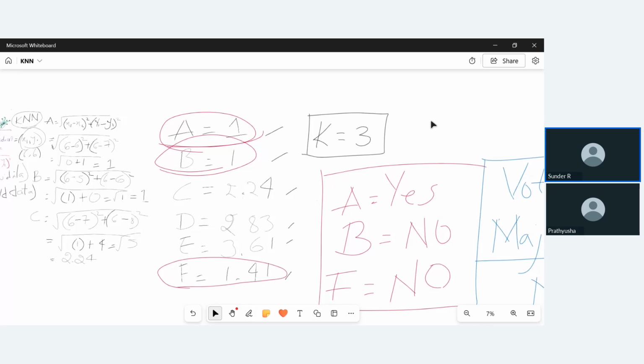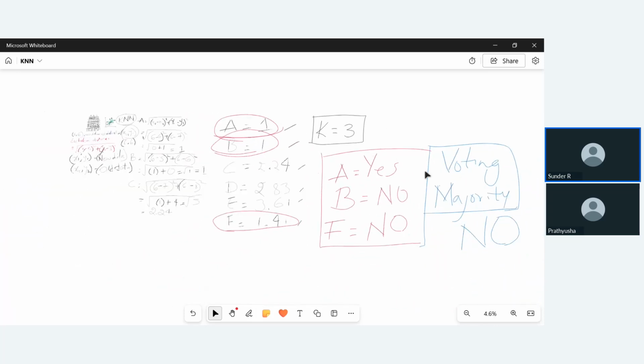Is it clear? This is what happens in the case of classification. That is majority: whichever is repeated most will be given to the new data point. But what about regression? In regression, you will be finding the average. Is it clear? 1 plus 1 plus 1.41 plus 3 divided by 3. Whatever value you get will be the value for this new data point. That is regression. I hope it's clear, right?